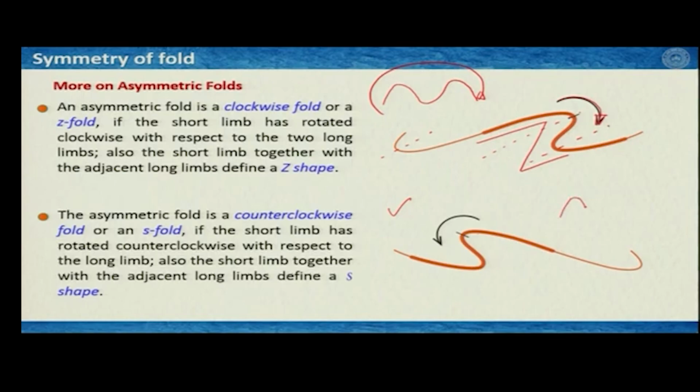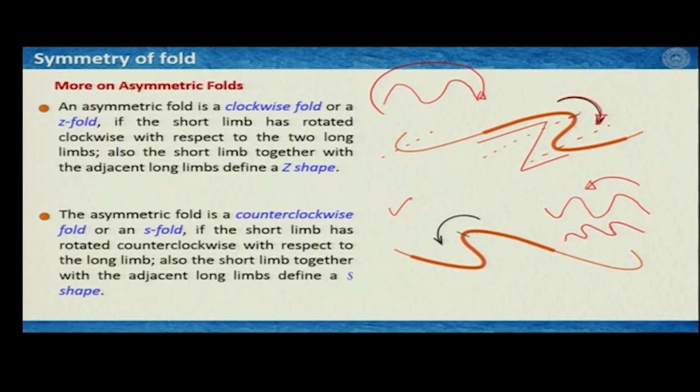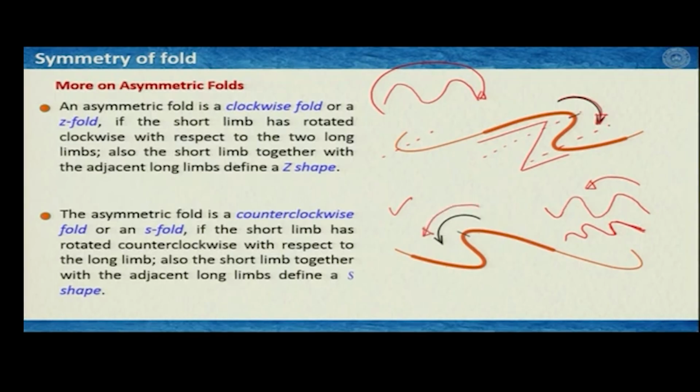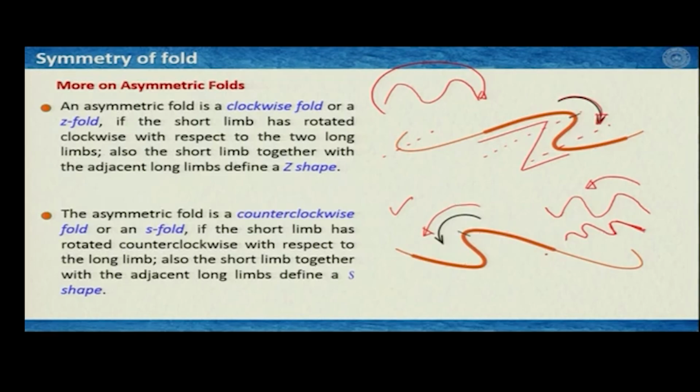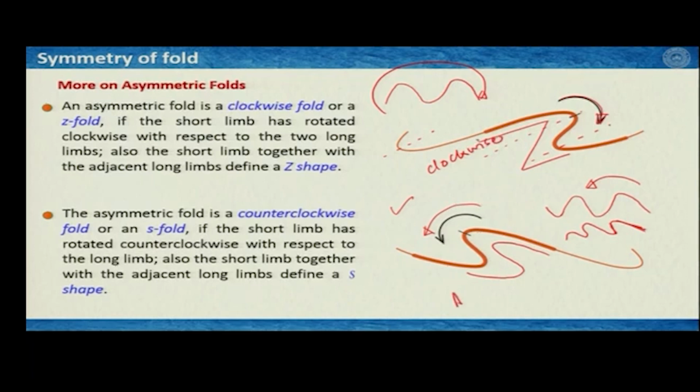Again, if I consider that there was a symmetric fold, something like that, and then if I rotate it counterclockwise, then it may take a shape like this, where this is the short limb and this is the long limb, and the resultant structure is here. So, the short limb rotated counterclockwise. Also, you see that this short limb together with the adjacent two other limbs defines the English letter S. So, this is clockwise and this is anti-clockwise.